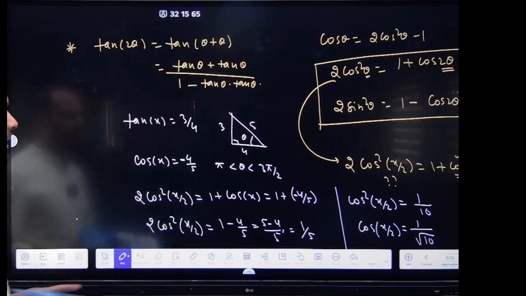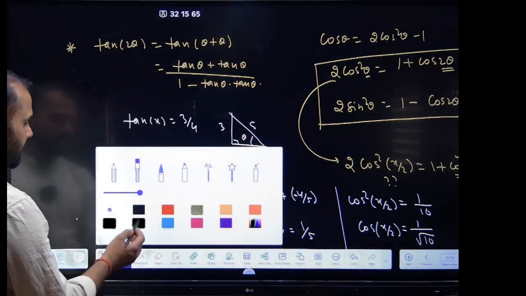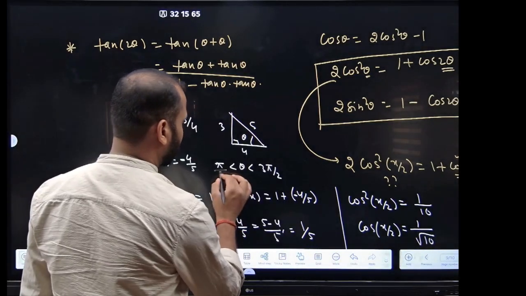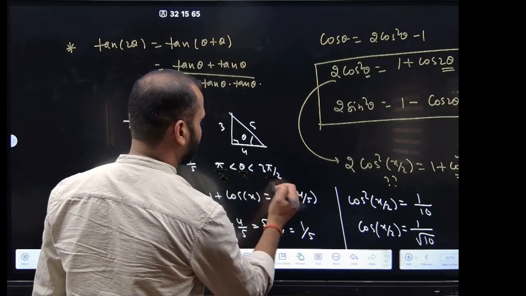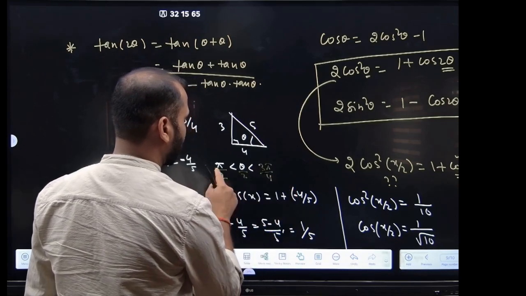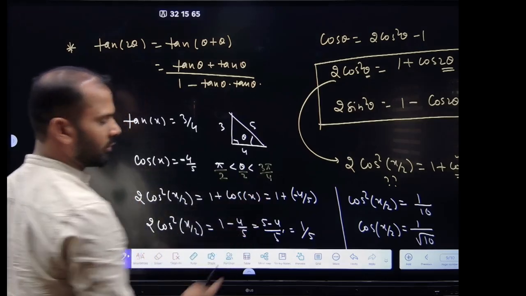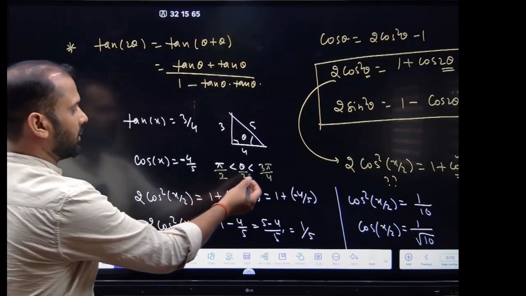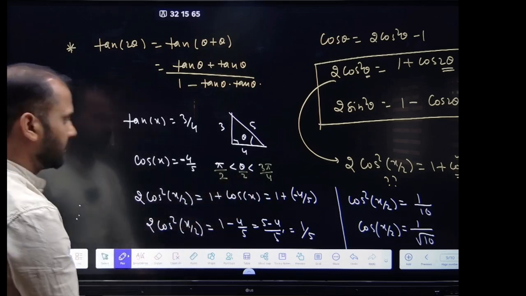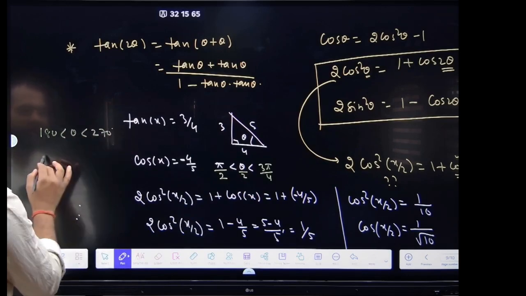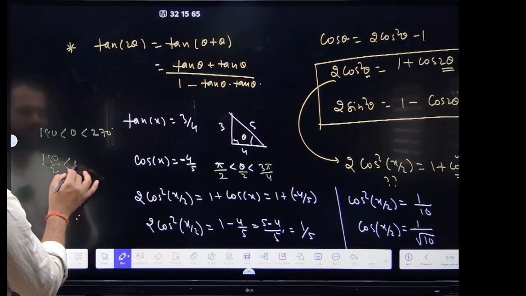It is plus or minus, but we use the given range of theta. So where will theta by 2 belong? Everywhere you divide by 2, so it will be between pi by 2 and 3 pi by 4. Pi by 2 means 90 degrees, and 3 pi by 4 means more than 90. So in which quadrant does it belong? The second quadrant, because it is between 90 and 135 degrees. I am writing 180 by 2 because theta by 2 is there.